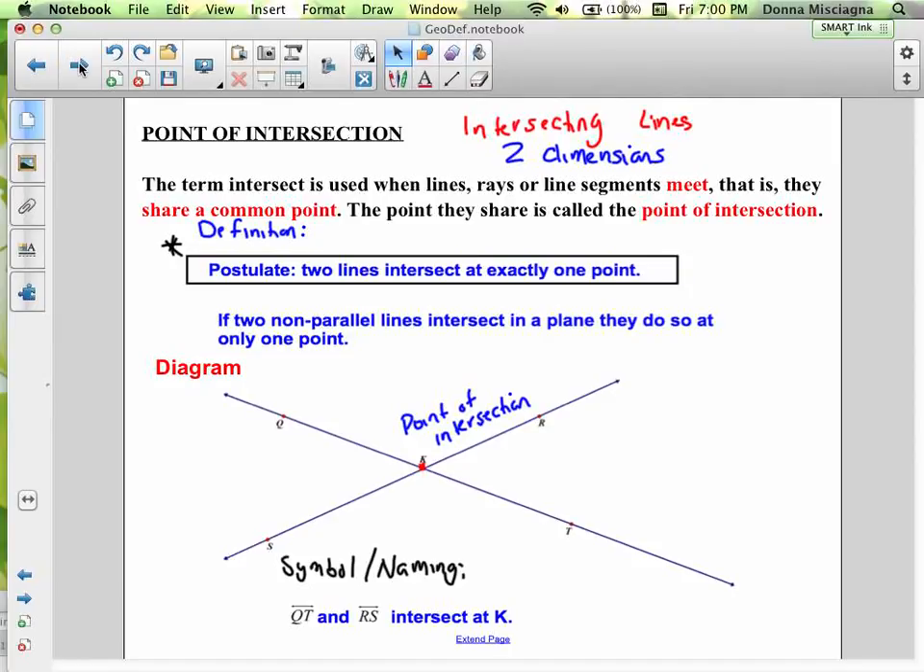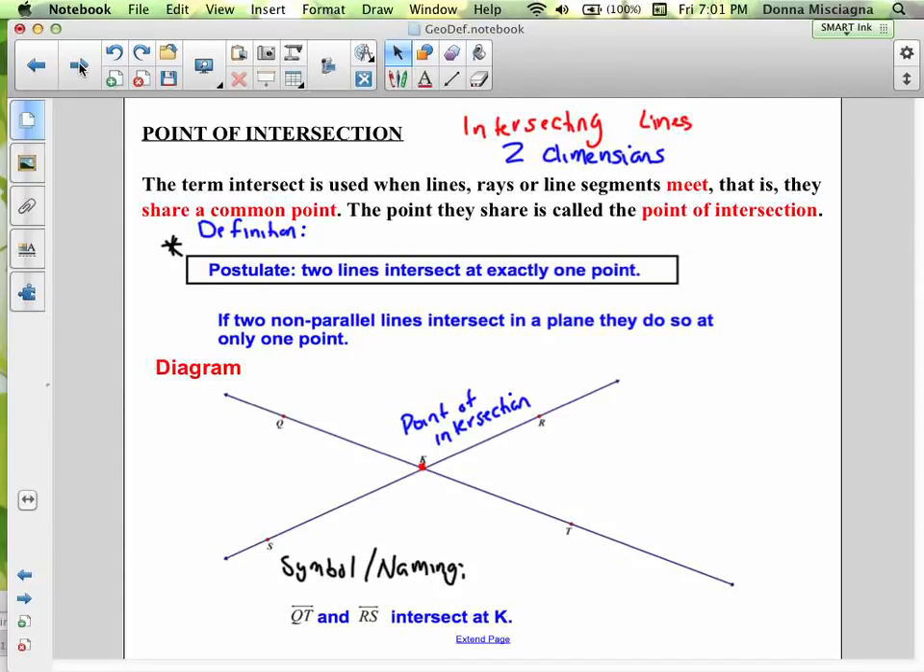For the definition of point of intersection, you can use the postulate: two lines intersect at exactly 1 point. So for intersecting lines, that's 2 dimensions. Here we have our diagram, with the point of intersection. You can just draw this particular diagram, the two lines intersecting and their point of intersection. For symbol and naming, we just name where those two lines intersect. So lines QT and RS intersect at point K.